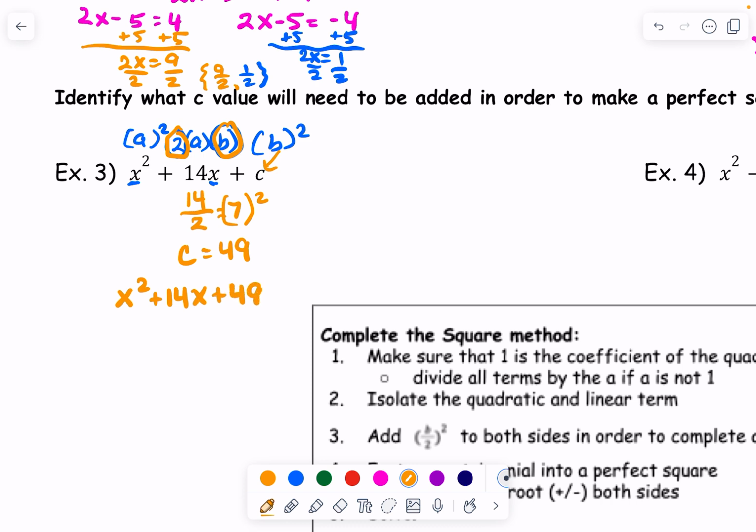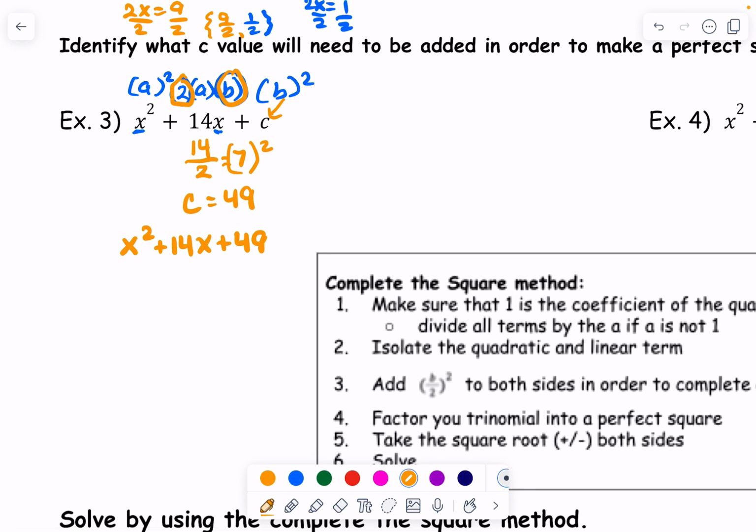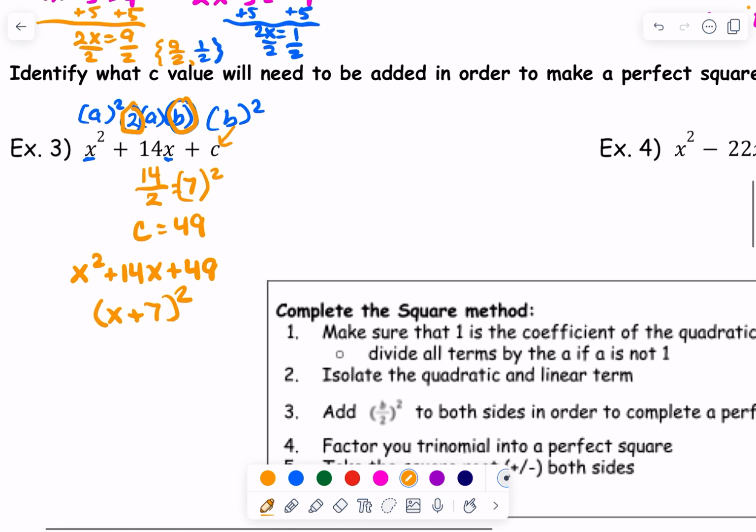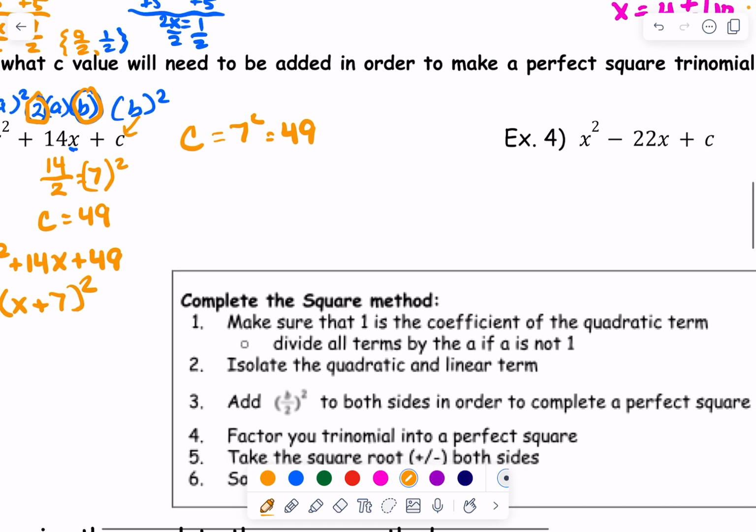So basically what I did was I completed a square. This actual square would be x plus 7 squared. So I made a perfect square. So we're trying to find out what c value would make a perfect square. The c value would be 7 squared, which is 49, right? So the c value would have been 49.